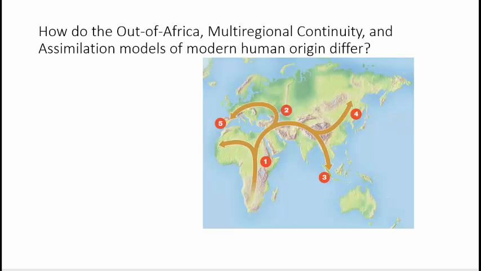The assimilation model, proposed by Fred Smith and Eric Trinkaus, suggests that, like the out-of-Africa model, modern Homo sapiens evolved in Africa. From there, they migrated to Europe and Asia, replacing the archaic populations inhabiting those regions. However, unlike the out-of-Africa model, this model proposes gene flow did occur between anatomically modern humans and Neandertals.